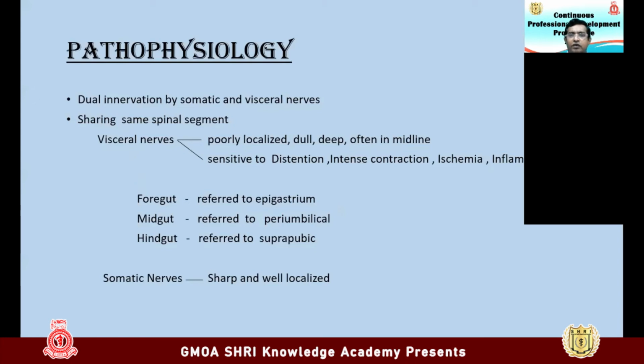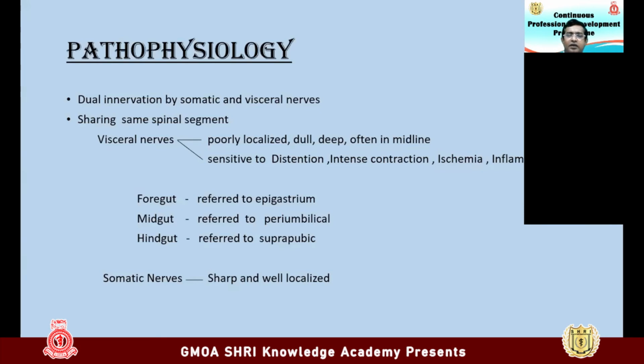When you talk about the pathophysiology of this pain, you know that there are three types of pain: visceral pain, somatic pain, and referred pain. Visceral pain comes from autonomic nerve fibers. Usually these are sensitive to stretching, chemical stimuli and inflammation. These are poorly localized, dull, deep pains, usually in the midline.